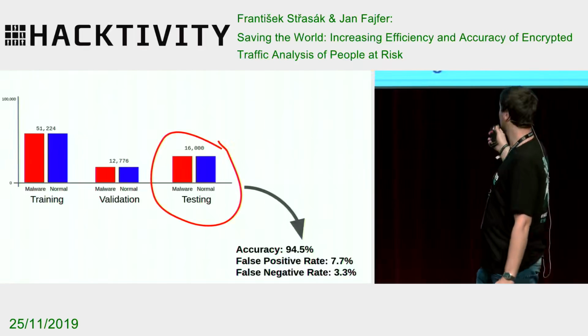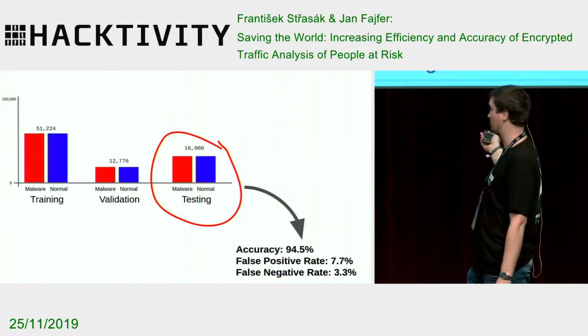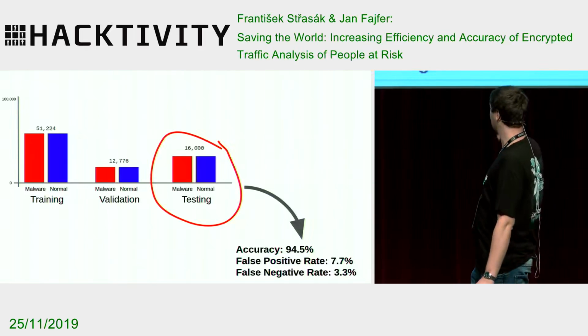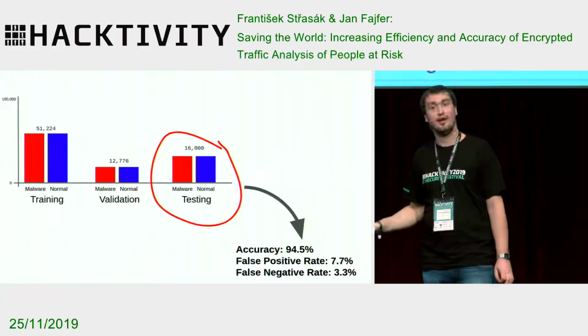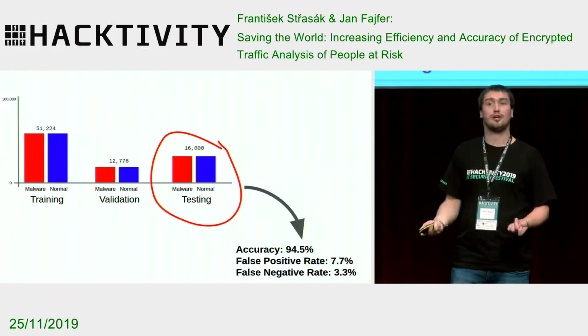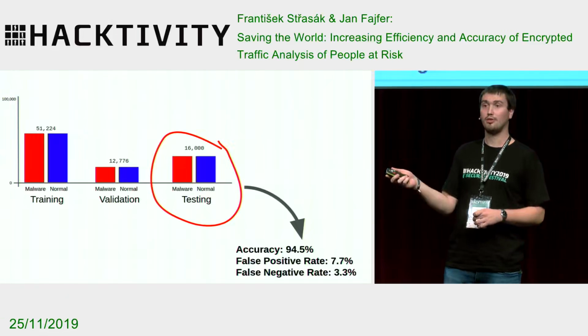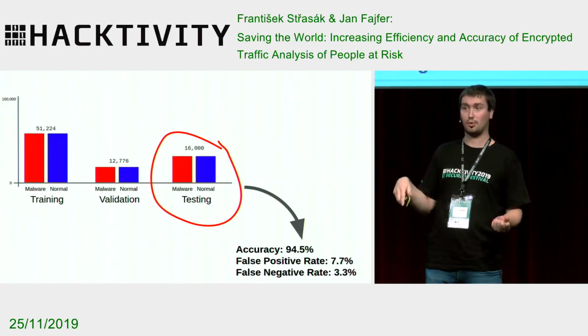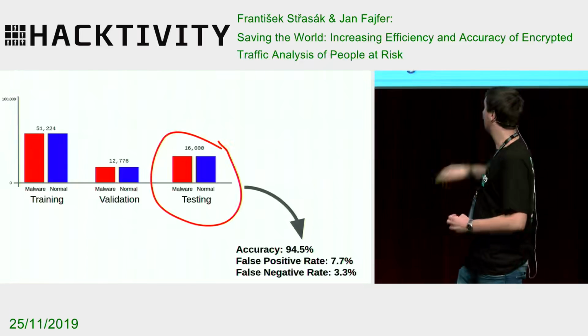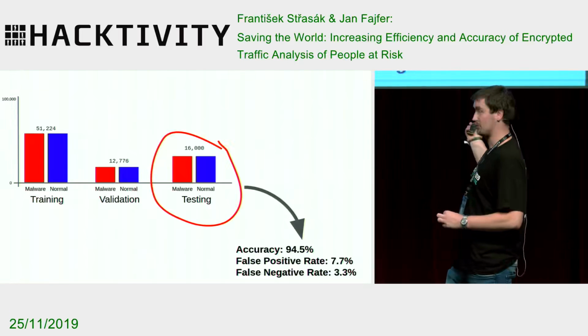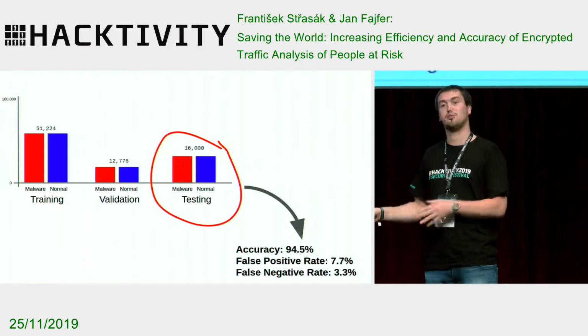So we got accuracy 94%, false positive rate 7%, and false negative rate 3%. In our terminology, false positive rate means that we say, okay, this connection is malicious, but it's not true. So that is the 7%. And false negative rate is, again, we say it's normal, but it's not true.